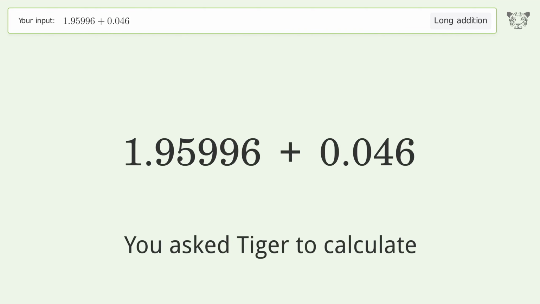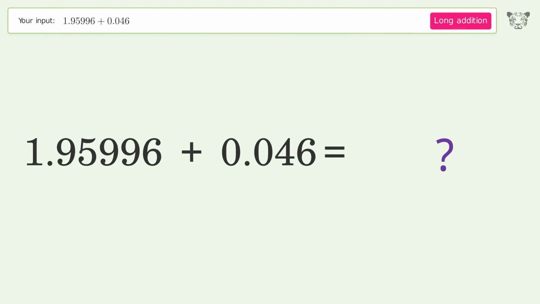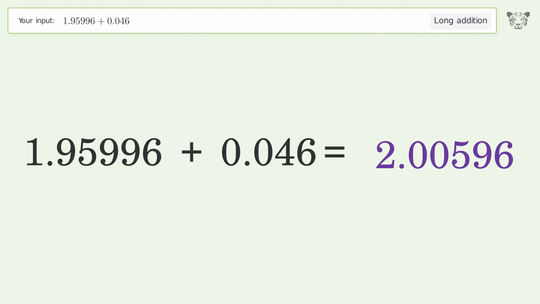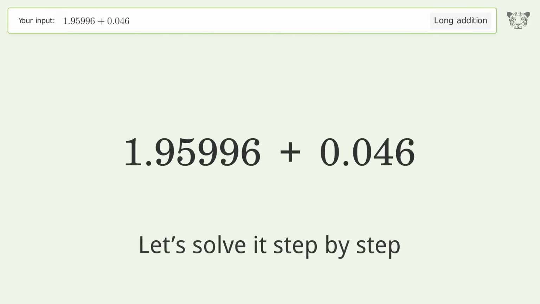You ask Tiger to calculate. This deals with long addition. The final result is 2.00596. Let's solve it step by step.